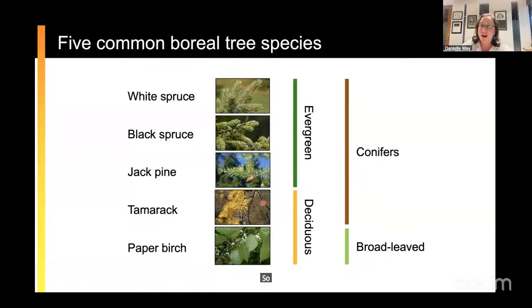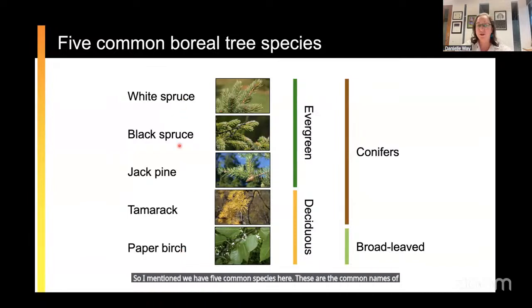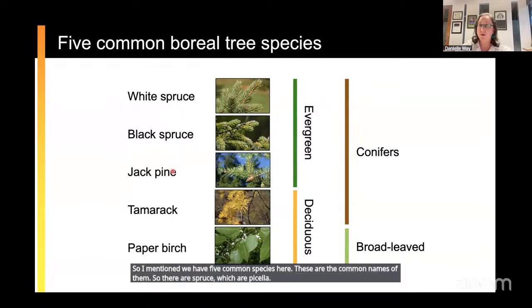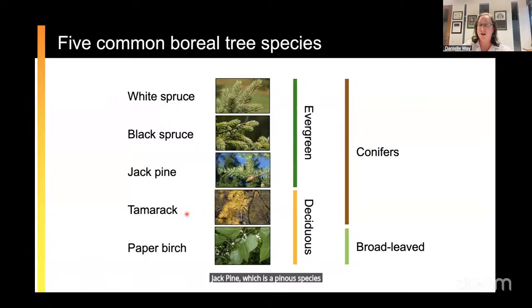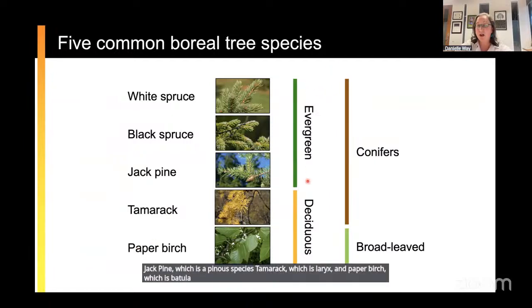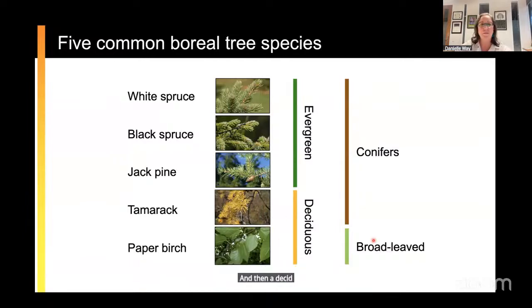So I mentioned we have 5 common species here. These are the common names of them. So there are spruce, which are Picea, jack pine, which is a Pinus species, tamarack, which is Larix, and paper birch, which is Betula. 3 of them are evergreen conifers. We have 1 deciduous conifer, tamarack. It loses its needles every winter, and then a deciduous broadleaf species.